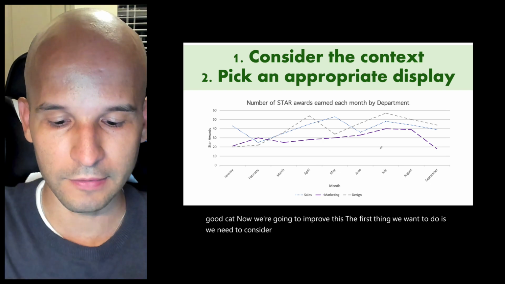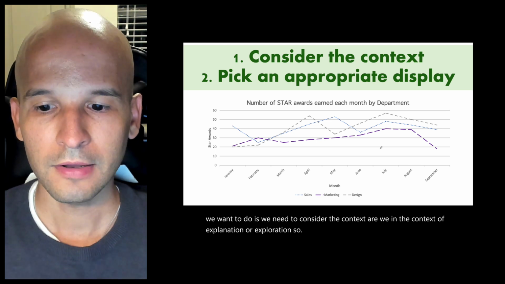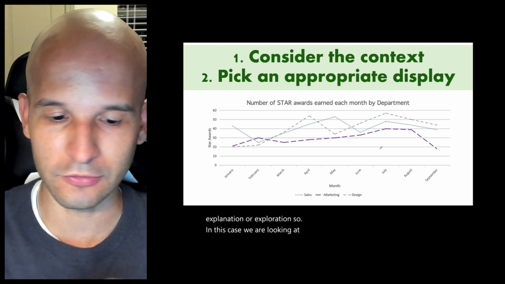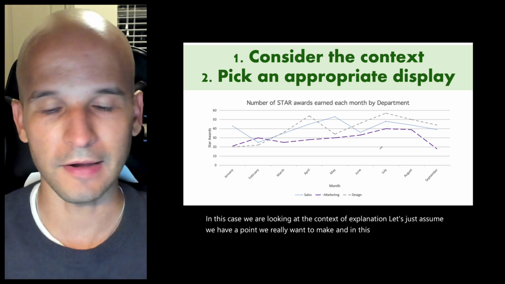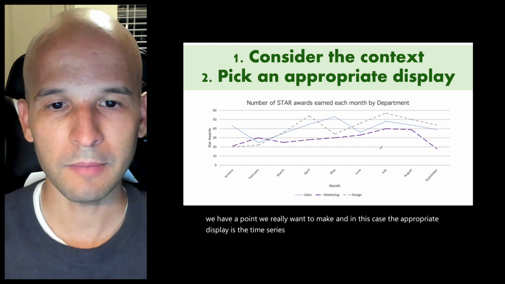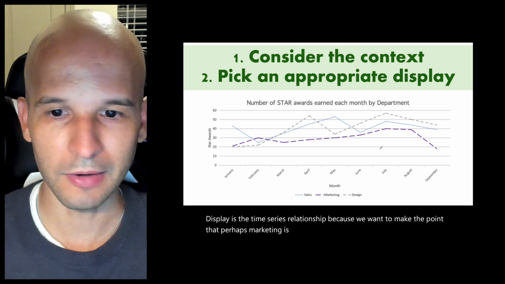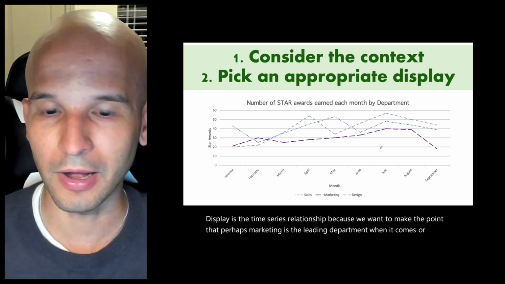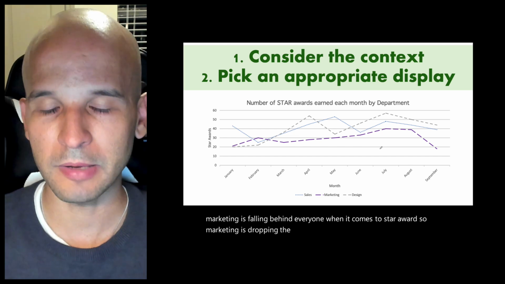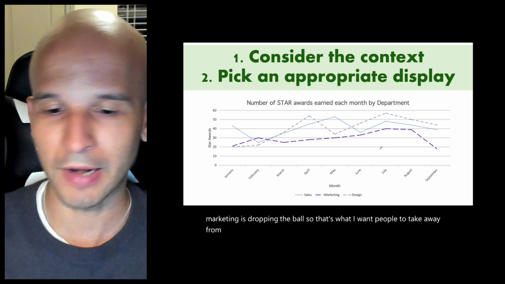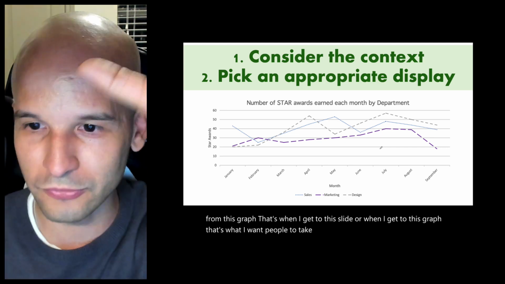Are we in the context of explanation or exploration? In this case, we are looking at the context of explanation. Let's just assume we have a point we really want to make. And in this case, the appropriate display is the time series relationship, because we want to make the point that perhaps marketing is falling behind everyone when it comes to Star Wars. So marketing is dropping the ball. That's what I want people to take away from this graph right away, is that marketing is dropping the ball.